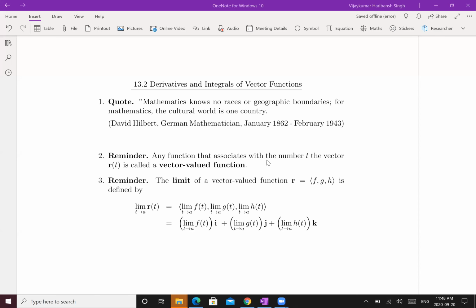Welcome students. We want to discuss derivatives and integrals of vector functions. Before we start, let's see this beautiful quote by David Hilbert.